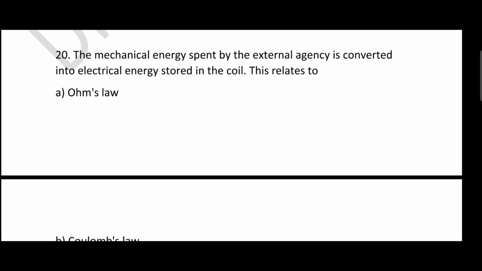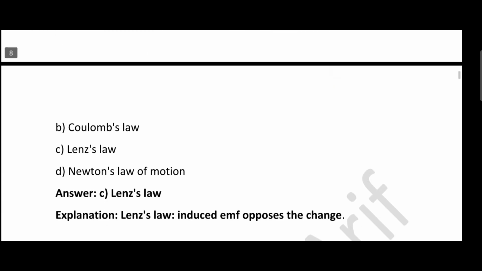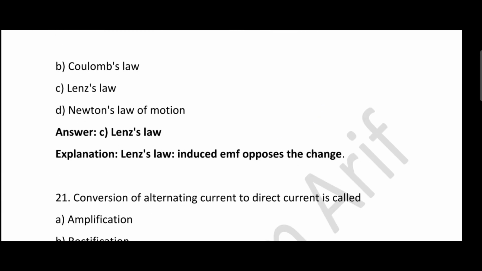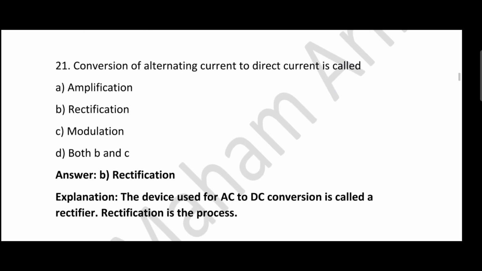Mechanical energy spent by the external agency is converted into electrical energy stored in the coil. This relates to, correct answer is option C, that is Lenz's law, because Lenz's law states that induced EMF opposes the change. Conversion of alternating current to direct current is called, correct answer is option B, that is rectification, because the device used for AC to DC conversion is called rectifier and rectification is the process.